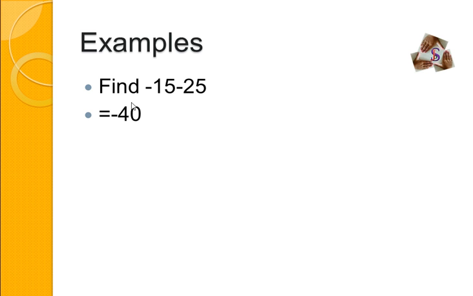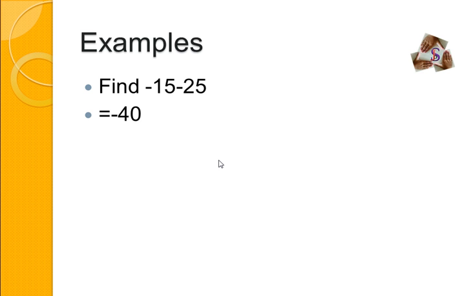So let me repeat it again. Step 1 talks about the signs. Are the signs the same or are the signs different? So here the signs are the same, so we add. So 25 plus 15 is 40. And then we go on to put the existing sign, that is minus.